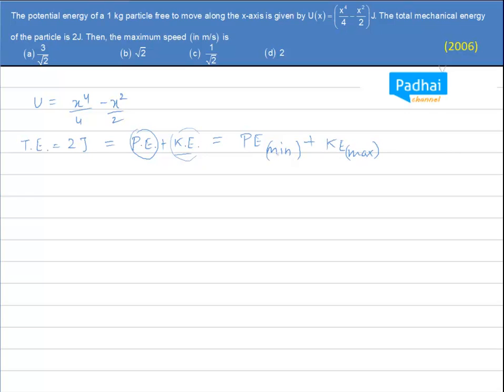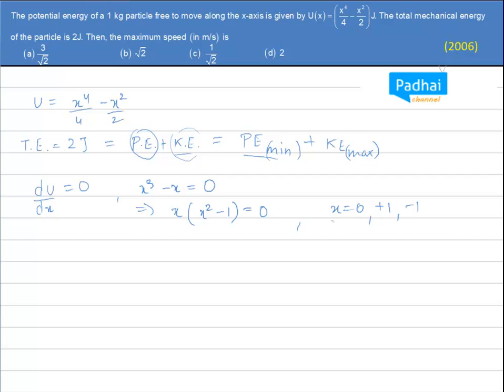So basically we have to calculate the minimum potential energy. The potential energy is given by x raised to the power 4 by 4 minus x squared by 2, right? To see where it is minimum or maximum, what I do is du by dx equal to 0. This is the condition for maximum or minimum, right? So you'll get x cube minus x equal to 0. It implies that x into (x squared minus 1) equal to 0. That means either x equal to 0, or x equal to plus 1, or x equal to minus 1.